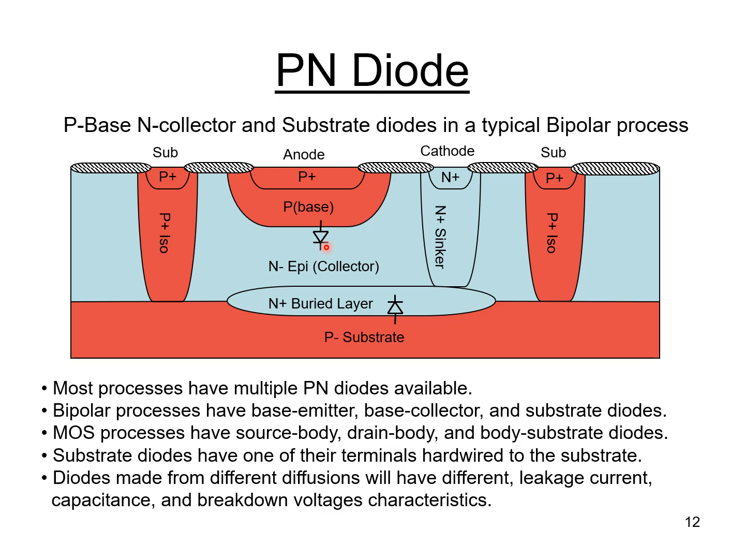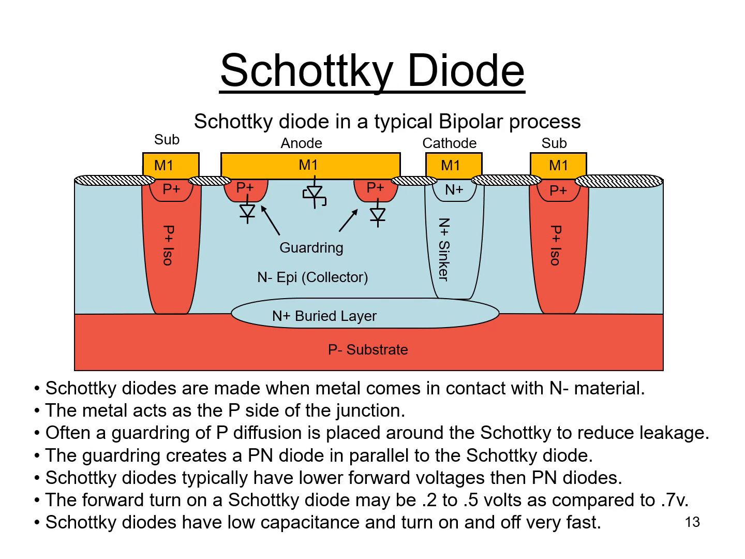Diodes made from different diffusions will have different leakage currents, different capacitance, and different breakdown voltage characteristics. I'm just going to leave it at that. I'm not going to go into that in great detail. Just be aware that not all diodes are equal. There's quite a bit of difference in capacitance, leakage, and breakdown voltage depending on the doping level and the size of the junction. The next device type is the Schottky diode.